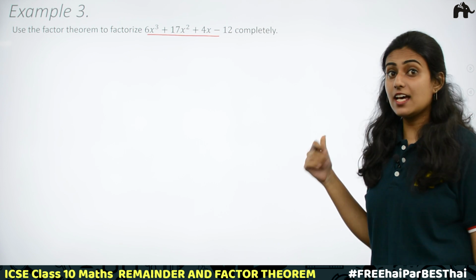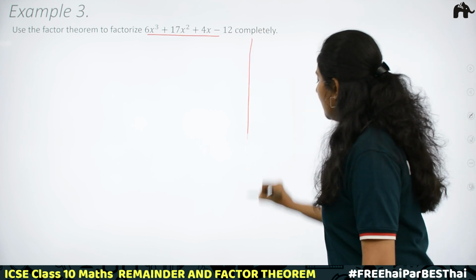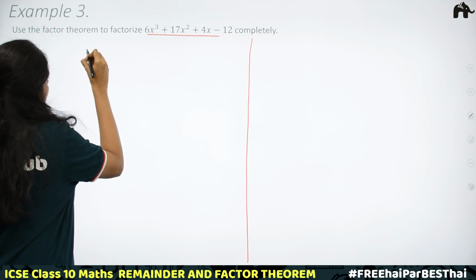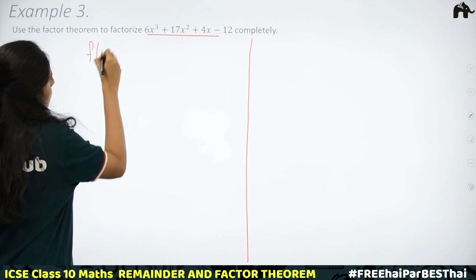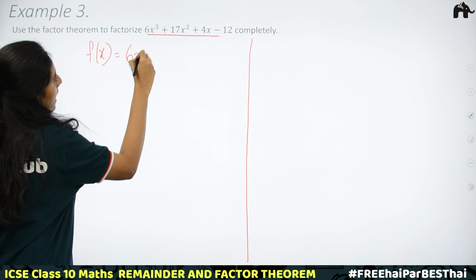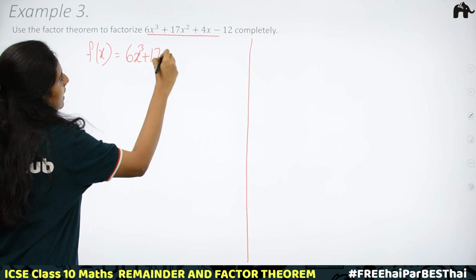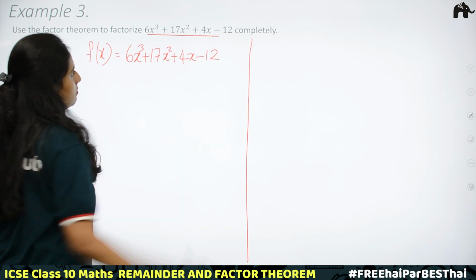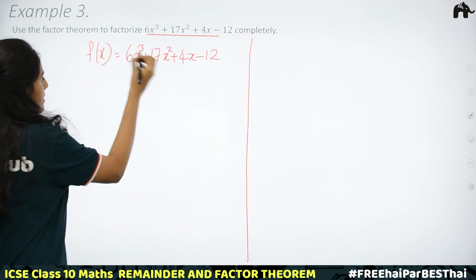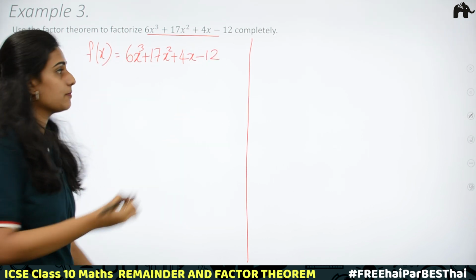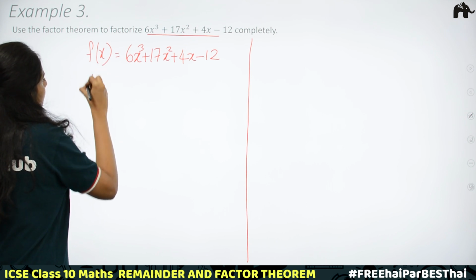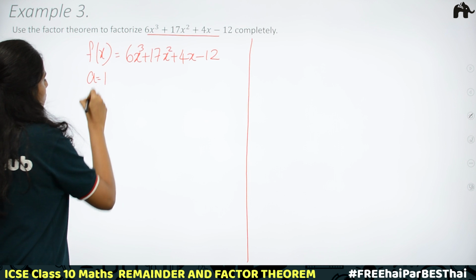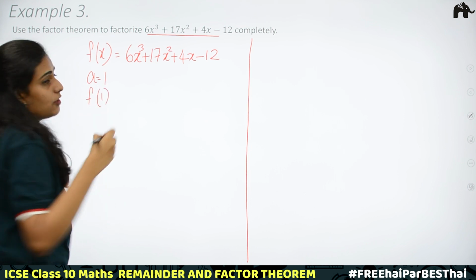Here again, factors are not given. Let us start. When we have f of x is equal to 6x cube plus 17x square plus 4x minus 12, we'll put some values and try to get the factors. When a is equal to 1, that is, we are going to find f of a, f of 1.